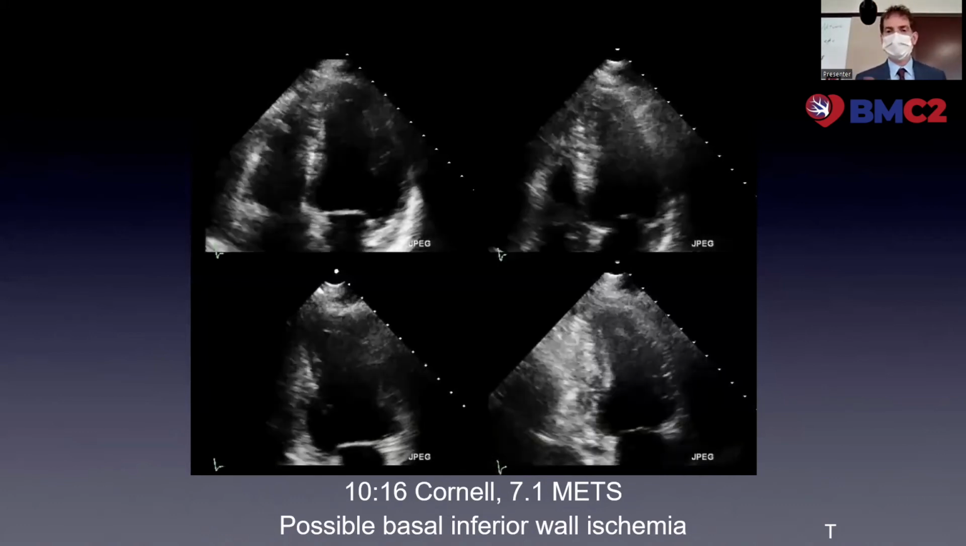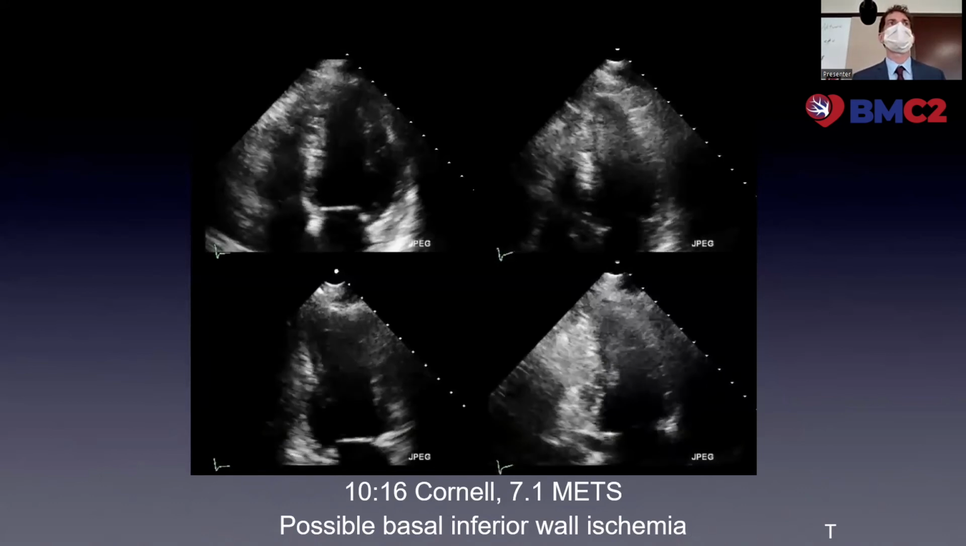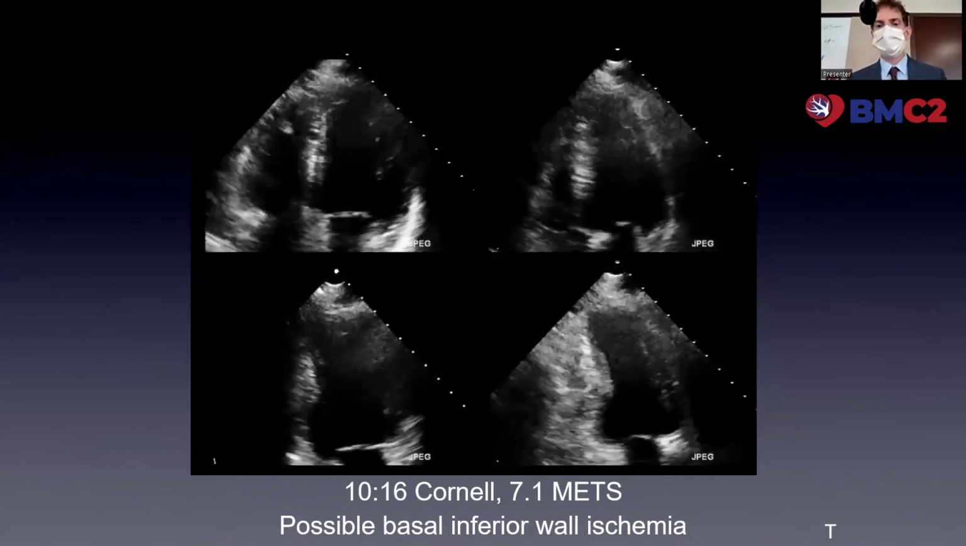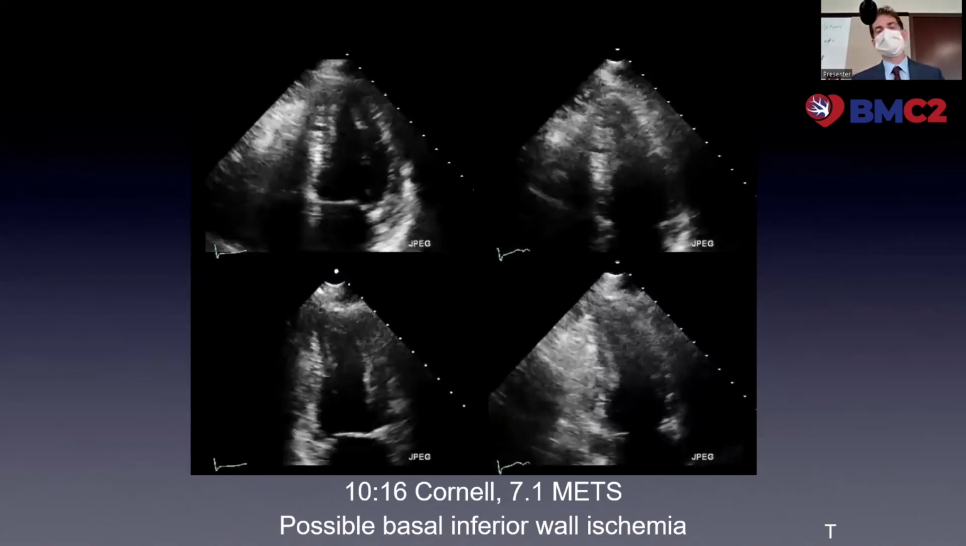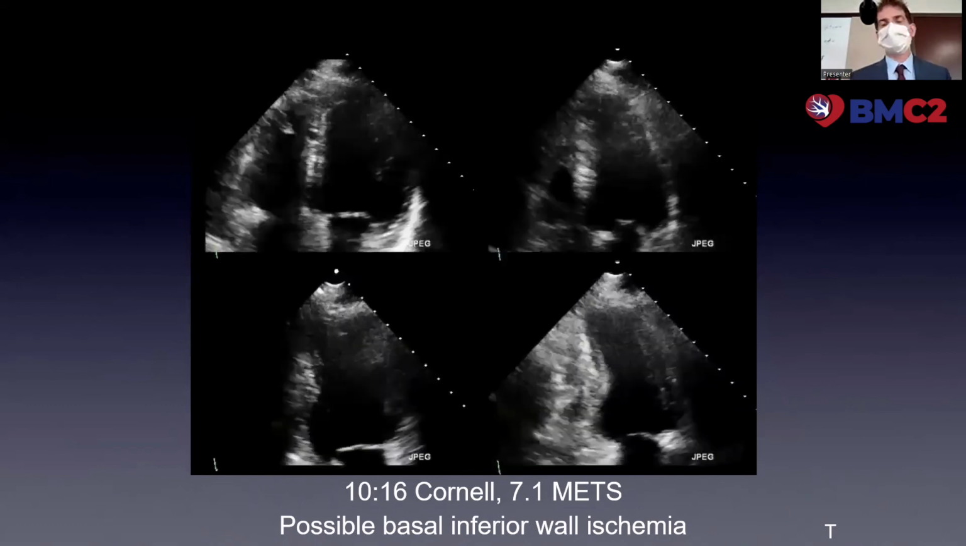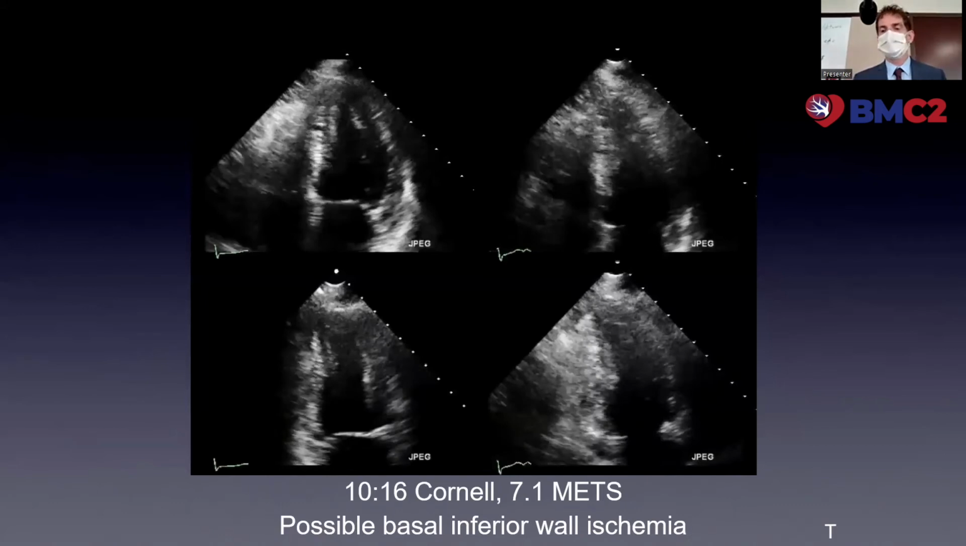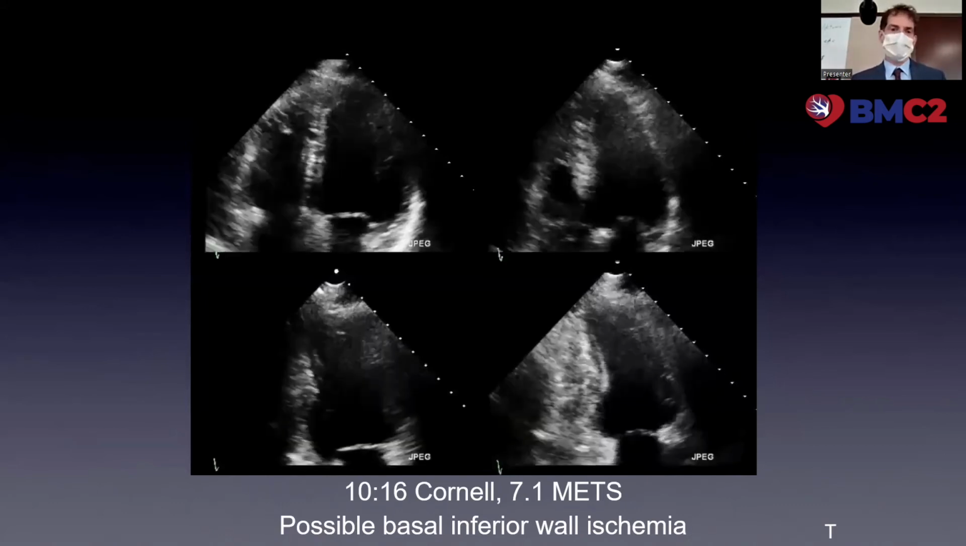Hindsight's always 20/20. When I look at this, I typically don't call this a wall motion abnormality. I would typically call this normal because it's a long ways away from the probe and it's often overcalled. But the reader called it as abnormal.